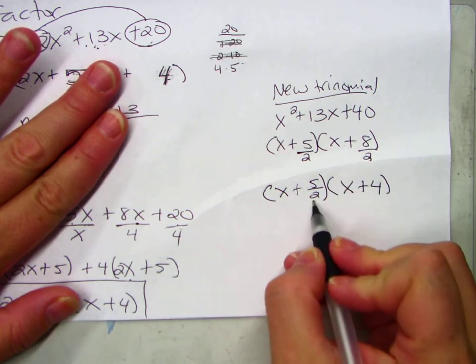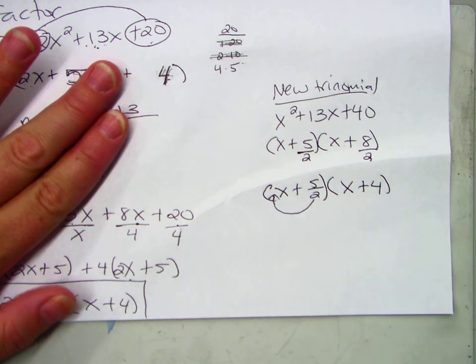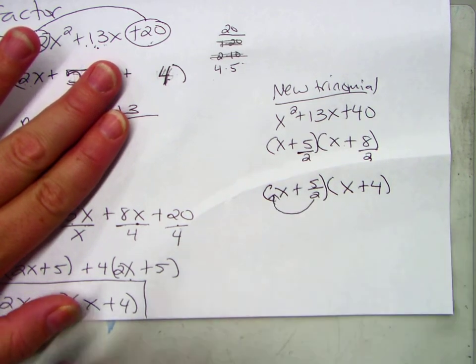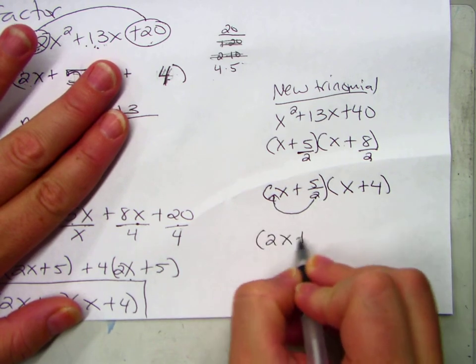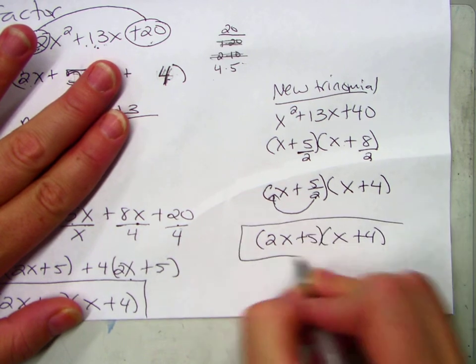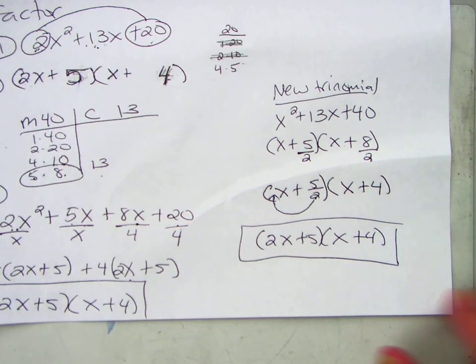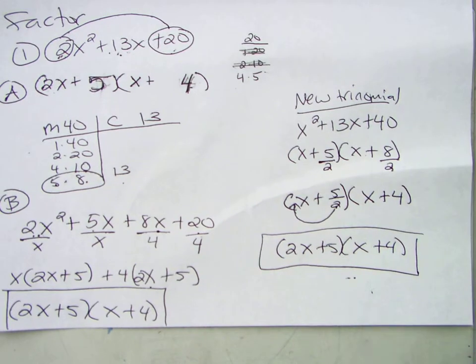Now I don't want to leave this like this, so we're going to slide it. I think it's called slide and change or something like that. So I'm going to take that 2 and move it to the front: 2x plus 5, x plus 4. And notice all 3 methods: in my head, grouping, slide.